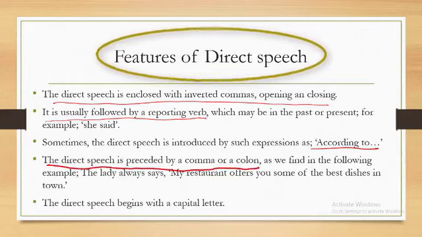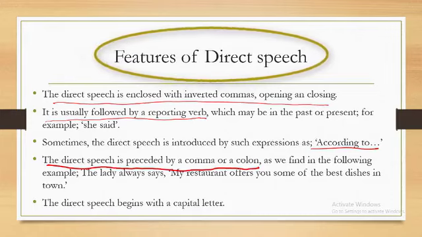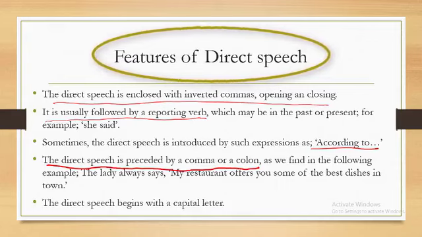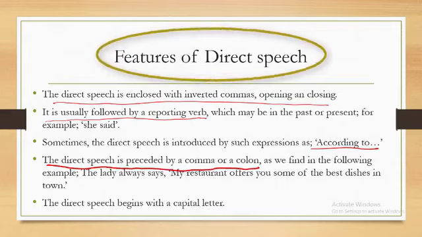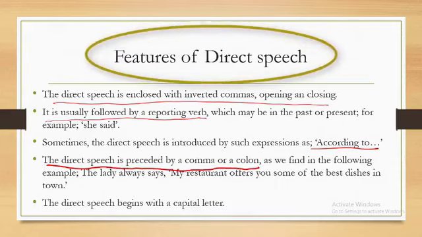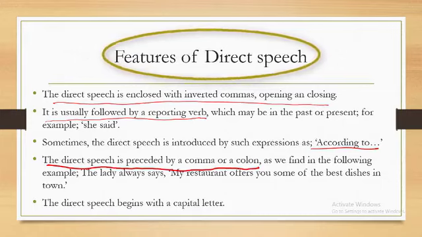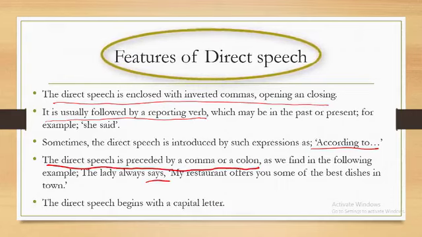So for instance, the lady always says, "My restaurant offers you some of the best dishes in town." So what is it that she always says? My restaurant offers you some of the best dishes in town. This is something she says oftentimes. So if you look at the verb says, it's in the present tense. So this is what she says every time. All right, so then we have the direct speech begins with what?